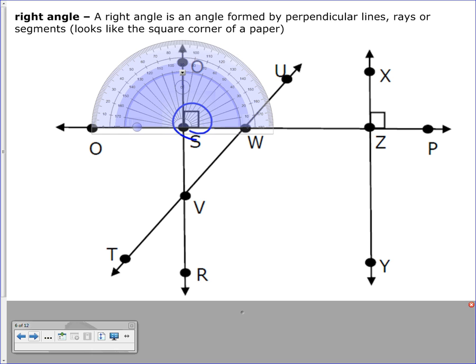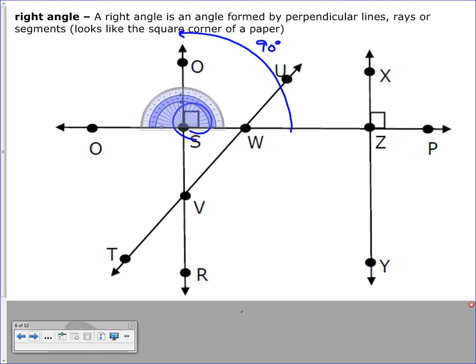Look at the inside marking, from this line all the way up to this line. From this line all the way up to here, we're using the inside markings, and it's 90 degrees. So a right angle is 90 degrees.